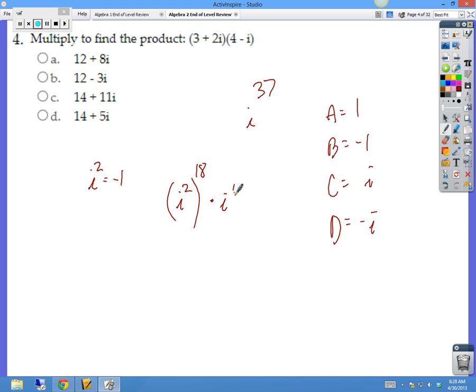Change this. This is a negative 1. What is a negative 1 times itself over and over 18 times? Positive 1 or negative 1? It's positive 1 because it's an even amount. So what's a positive 1 times this i left over? Your answer is just i. So they're pretty easy, but you've got to remember to think in terms of i squared. Let's do a couple more.